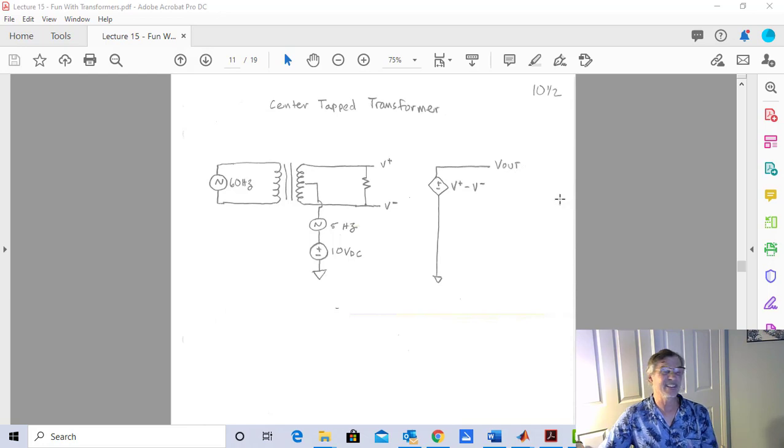And you might say, so what? Well, here's the deal. We use transformers and center taps of transformers to put DC bias onto circuits. Like if I had a transistor circuit, in this case, a differential amplifier, I can put that 10 volts on both of these signals right here. So I've given them a DC bias so I can turn my transistor on. But that DC bias is what we call a common mode voltage here, meaning it's common to both V plus and V minus.